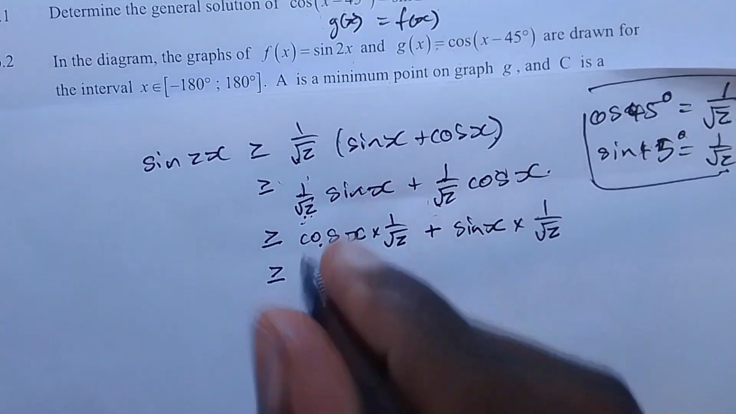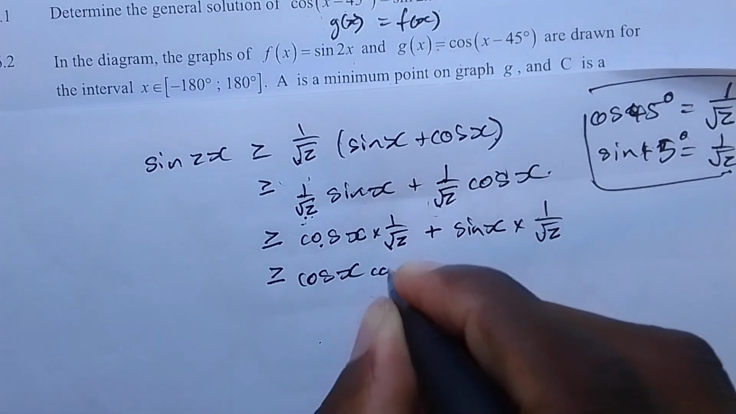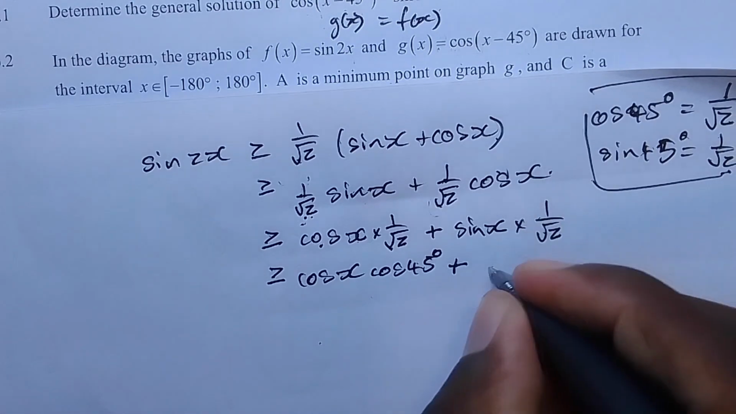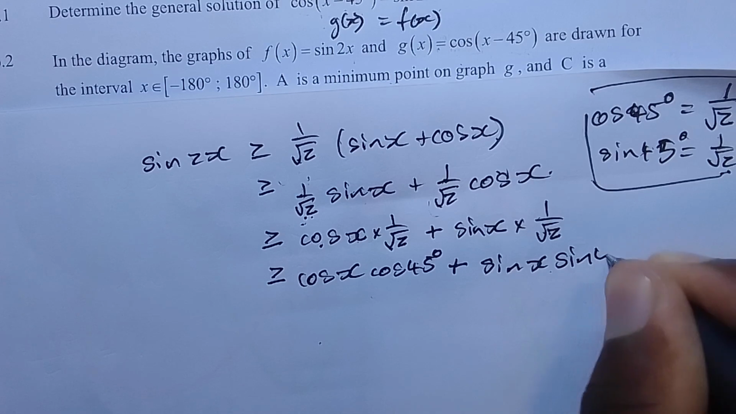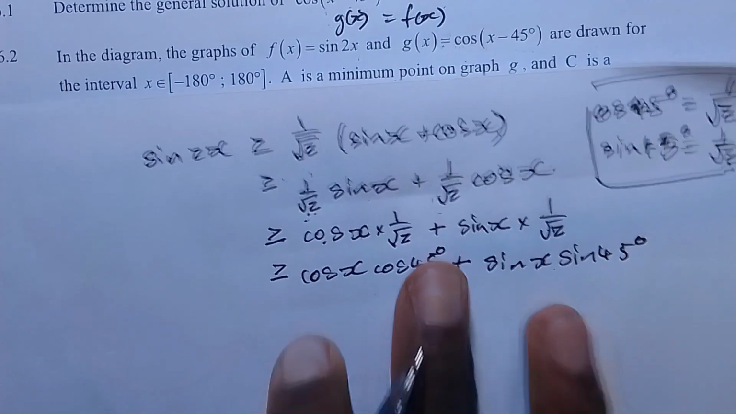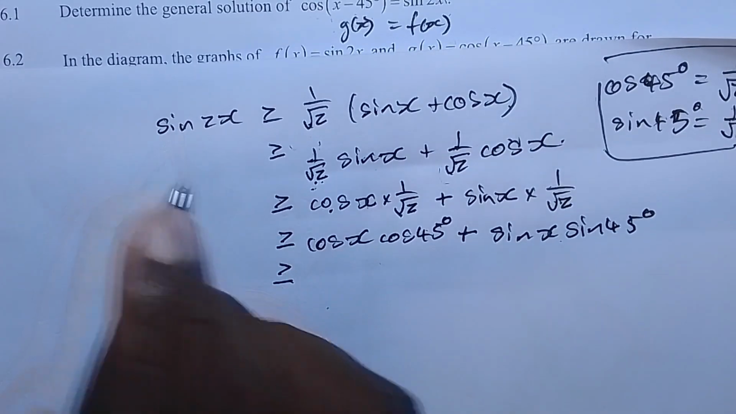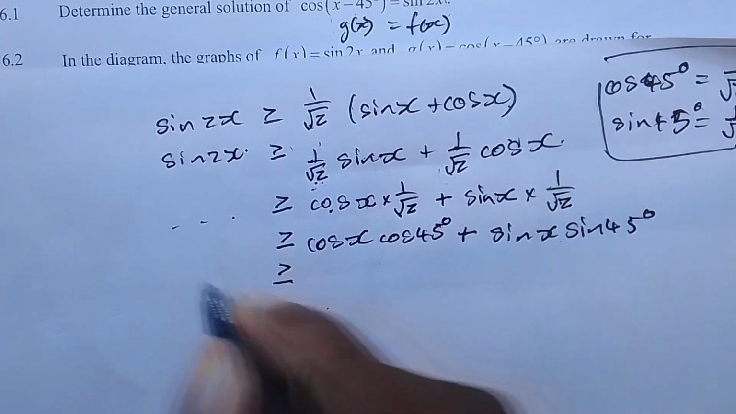Now what I will do is I'll say cos x. In the place of this I substitute cos 45 degrees. Plus sine x. In the place of this I substitute sine 45 degrees. Right, now greater than or equal to. You should probably keep writing this all the way down here.